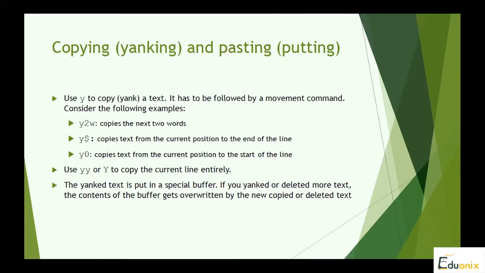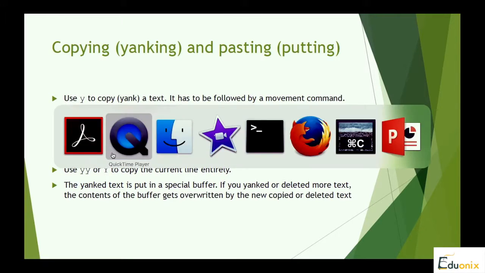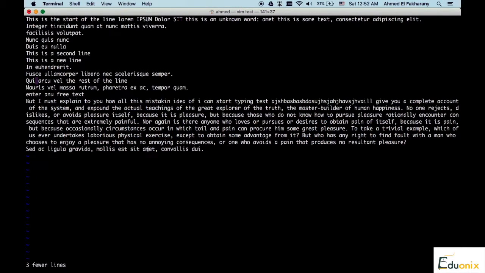So in order to copy, for example, a word, you press Y followed by W. In order to copy two words, you press Y followed by 2W, and so on. As you can see, Y$ copies till the end of the line, and Y0 copies till the start of the line. Let's have a look here in our test file.